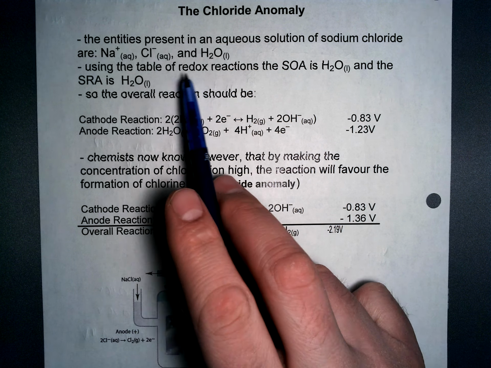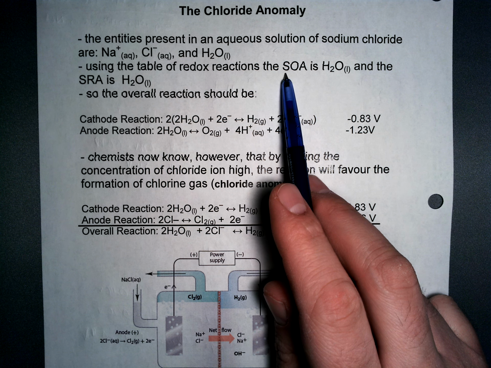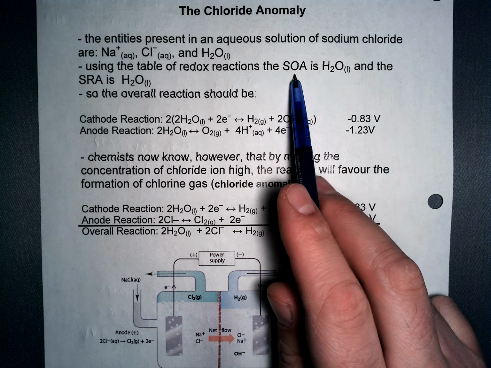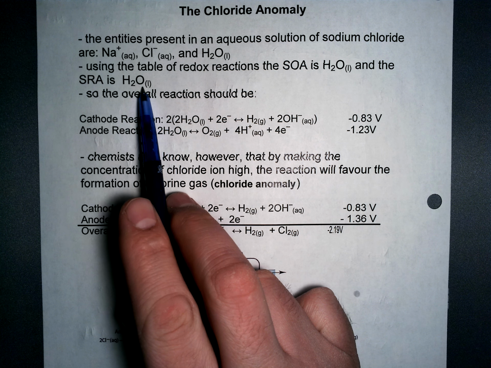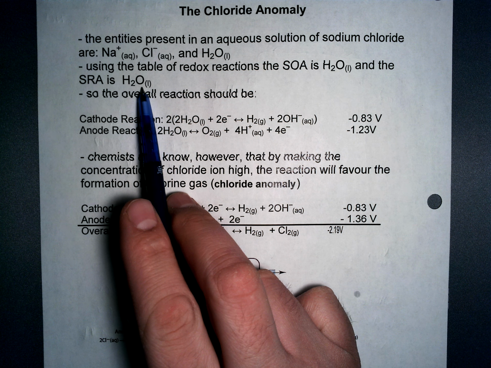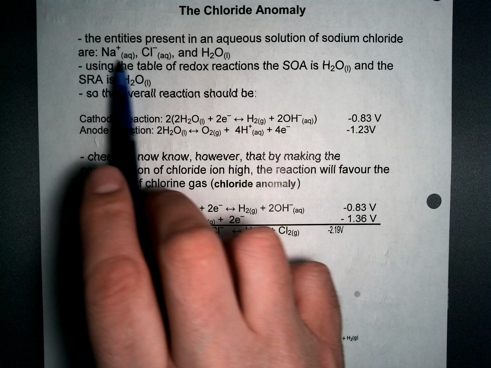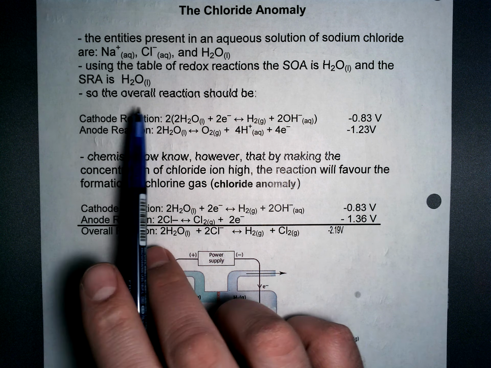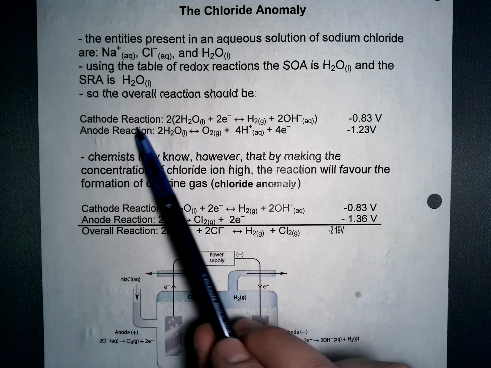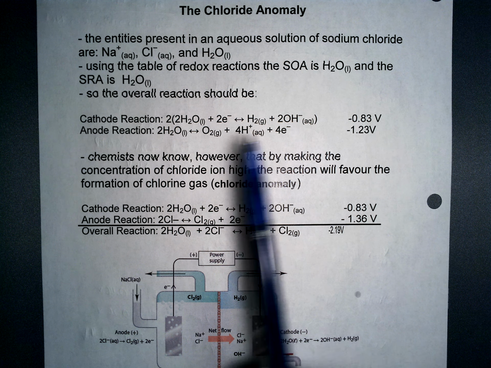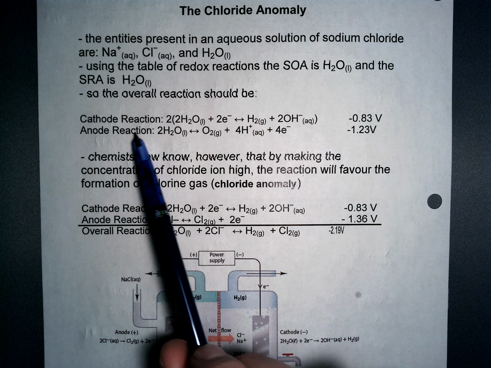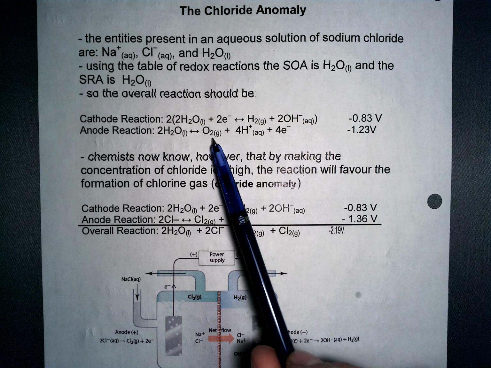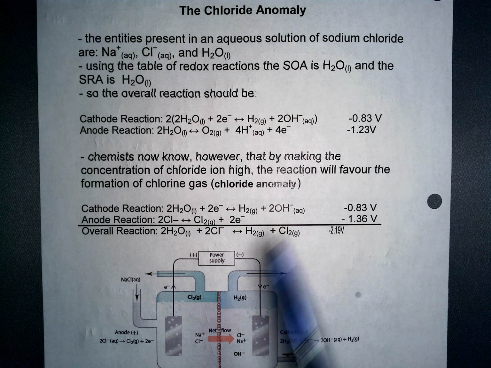Okay, if we use our redox table, like in our data booklet, on page 7, our strongest oxidizing agent's water, and our strongest reducing agent would also be water in this case, because chloride's so high up and sodium so far down. Okay, so the overall reaction in this case would just be at our cathode, the water reaction, when water is our oxidizing agent, and then at the anode would be when water is our reducing agent. And so that's what it looked like.